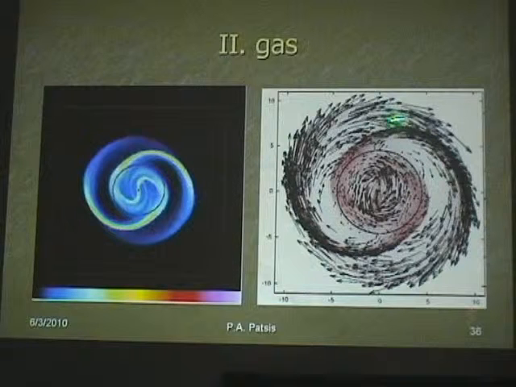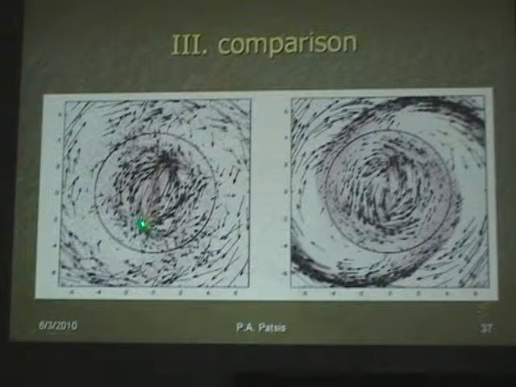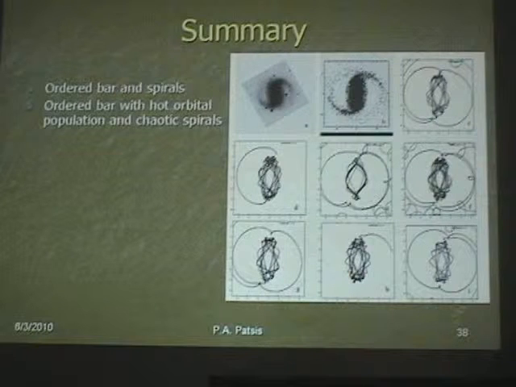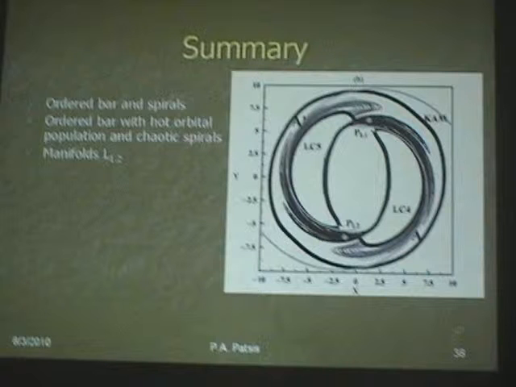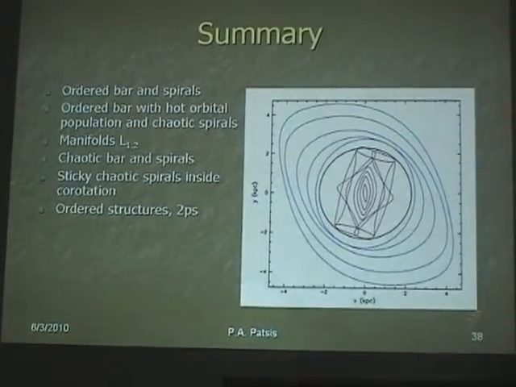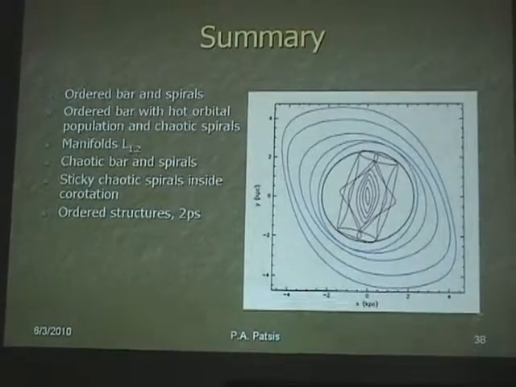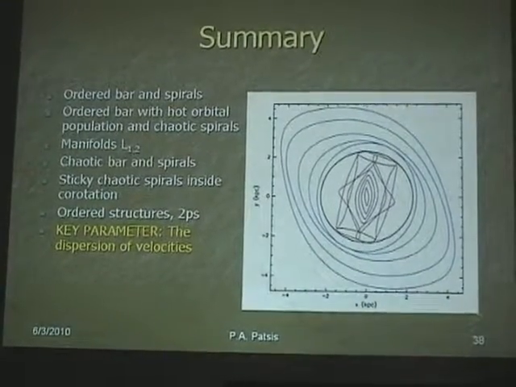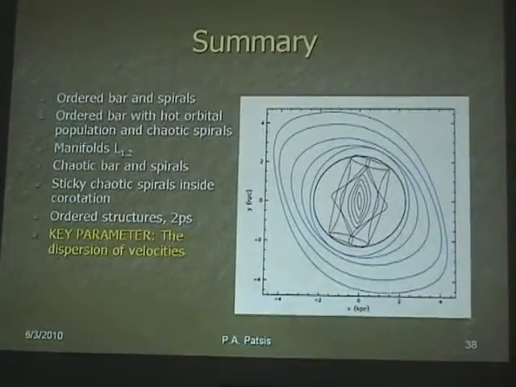And actually what we see is that all that we discussed about gaseous flow, and I go very fast to the summary, all kinds of mechanisms with a bar with hot orbital population and chaotic spirals. This is the mechanism with the points. Here we have a case with chaotic bar and spirals. Then we have the sticky, which I didn't speak about, the slides went very fast, where ordered structures with two pattern speeds may give very nice results. The key parameter, we believe, is the dispersion of the velocities, and the difference in the stellar and gaseous flows is what we are currently studying.